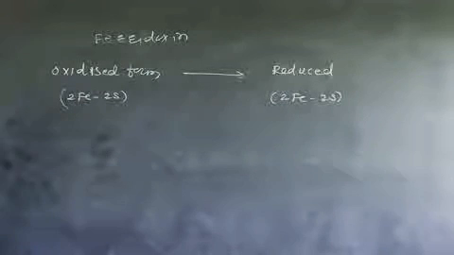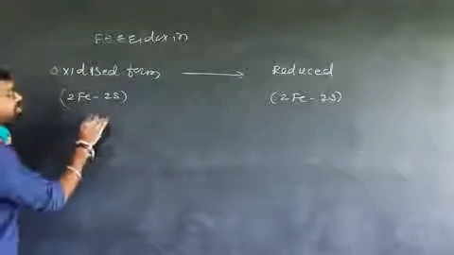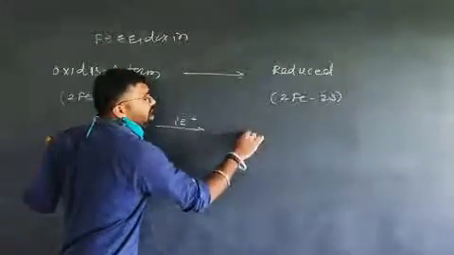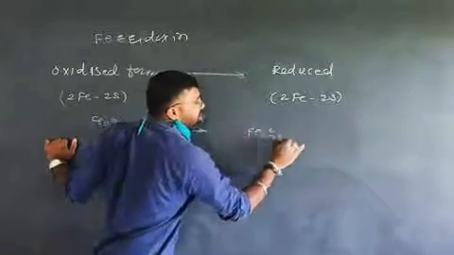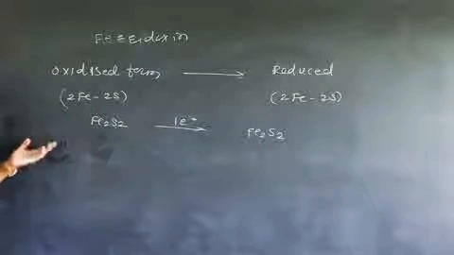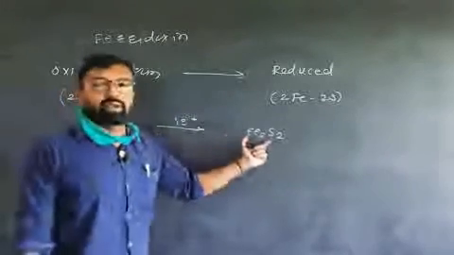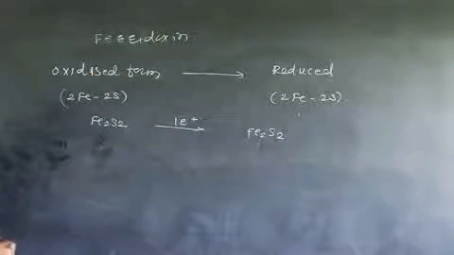What is the difference actually? When this Fe2S2 gains 1 electron, it is converted into Fe2S2. Okay, you might say there is no difference visible, right? Here also Fe2S2, here also Fe2S2. Then where is the actual difference?